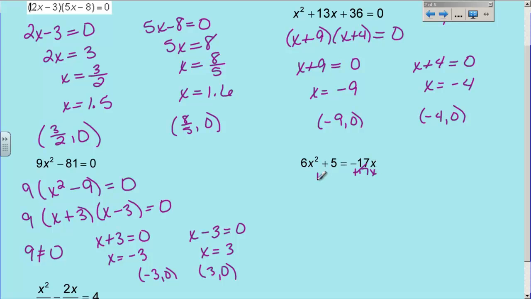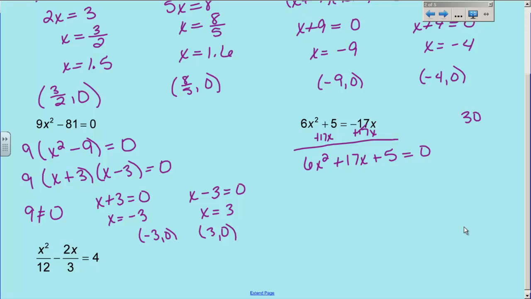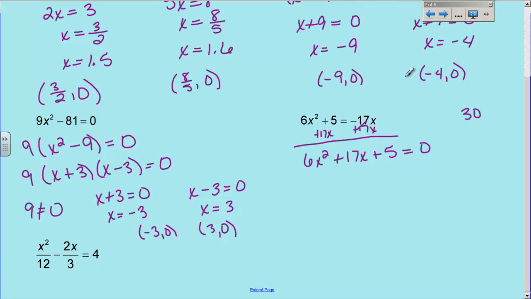So it cancels over here. And I'm going to make sure I put everything back in order. So I'm going to have 6x squared plus 17x plus 5 equals 0. Now it equals 0, but now I have to factor just like I had to factor before. So I start by doing a times c. 6 times 5 is 30. And I need two numbers that multiply to be 30 that add up to equal 17. Well, those two numbers are 15 and 2.